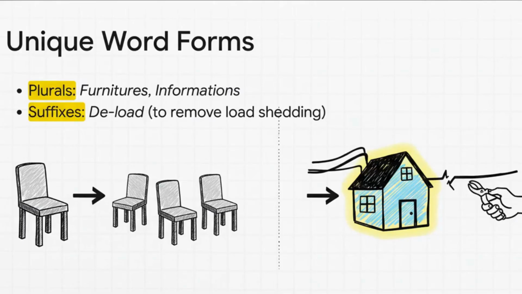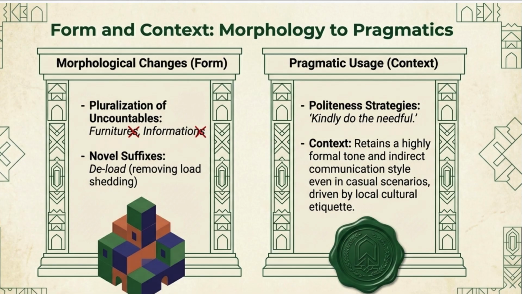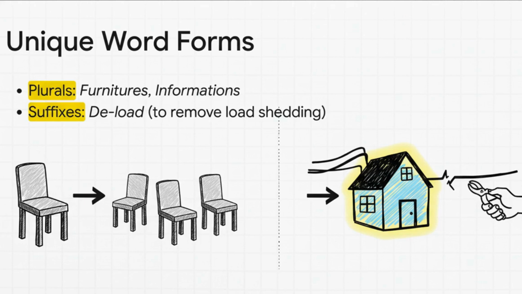You also see some really unique ways of forming words. For example, in British English, you can't have furnitures or informations. Those are uncountable. But in Pakistani English, you absolutely can. And brand new words get invented, like deload, which is a verb that came directly from the experience of load shedding or planned power cuts. Every single one of these examples shows a language that isn't just being spoken, it's being actively shaped by what people need to say.